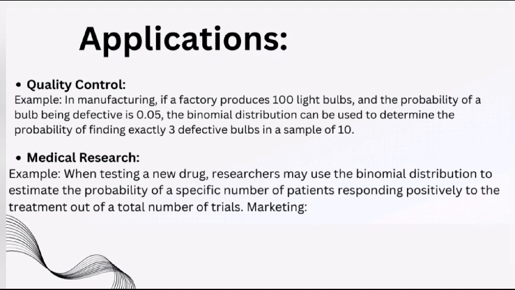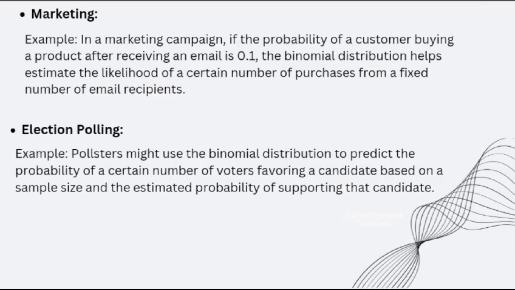defective is 0.05, the binomial distribution can be used to determine the probability of finding exactly 3 defective bulbs in a sample of 10. Medical research. Example, when testing a new drug, researchers may use the binomial distribution to estimate the probability of a specific number of patients responding positively to the treatment out of a total number of trials.